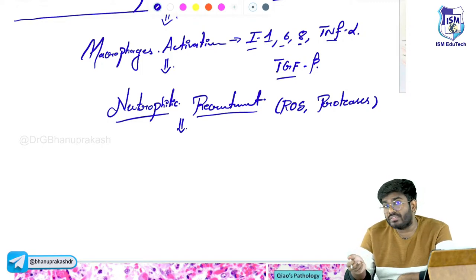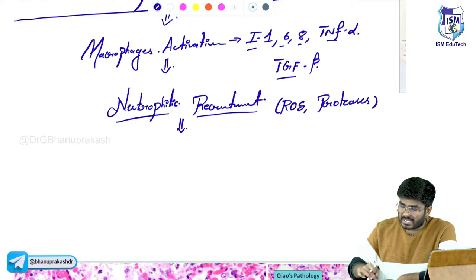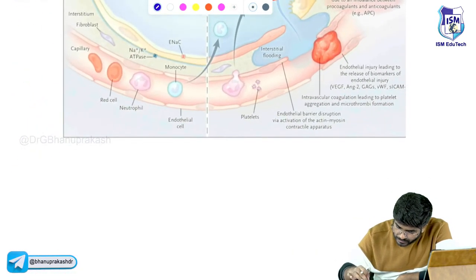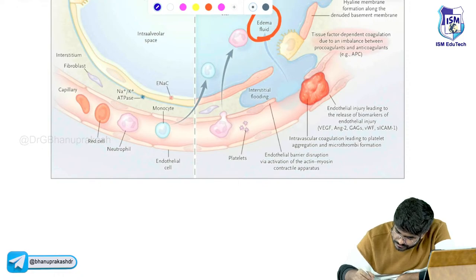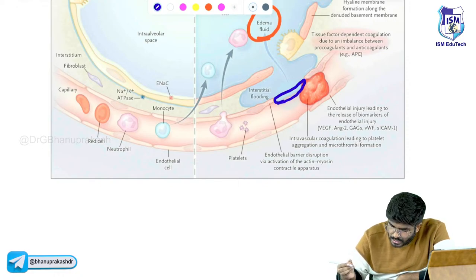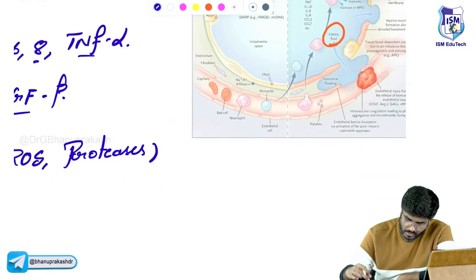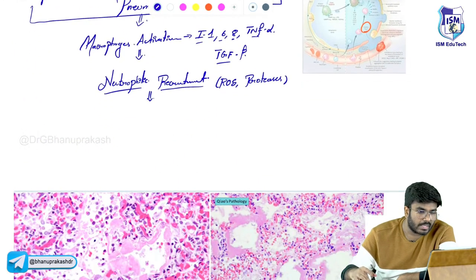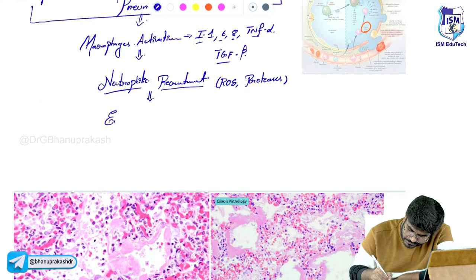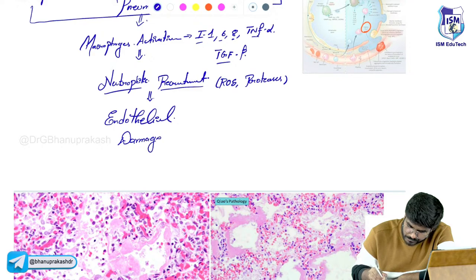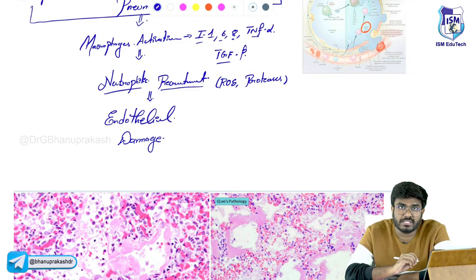Now, because of this, for the first time, the pulmonary capillaries, look. Now these endothelial cells are going to get damaged. The endothelial injury will occur because of this reactive oxygen species. Now, what happens? Let me write here. See, there is endothelial damage.